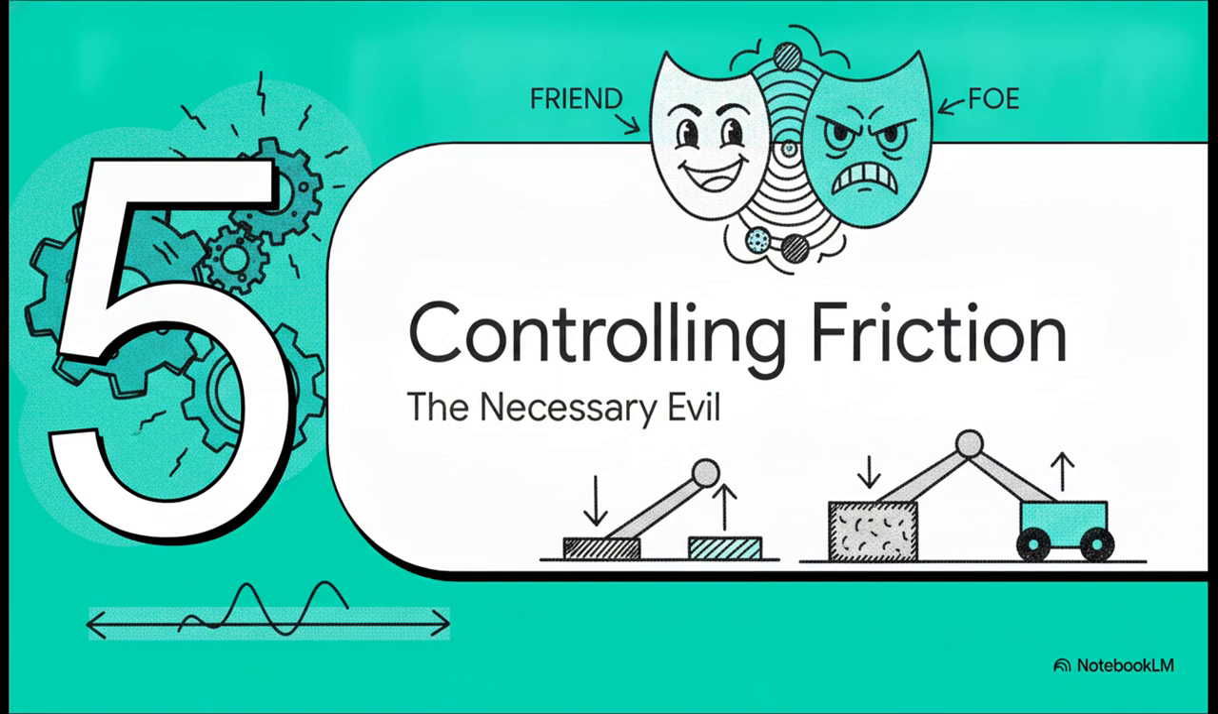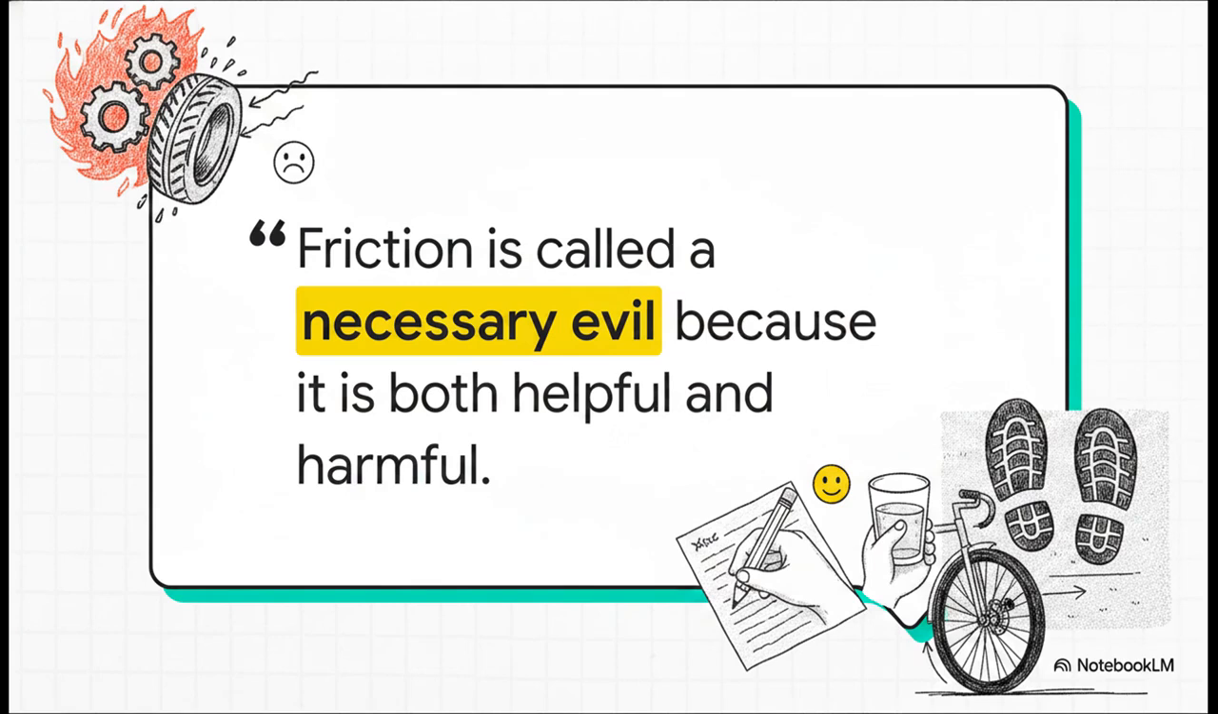Section 5, controlling the friction frenemy. Scientists actually call friction a necessary evil. Kind of a dramatic name, right? But it makes perfect sense. It's evil because it generates heat, wastes precious energy, and literally destroys our machines over time through wear and tear. It's the whole reason the soles of your favorite shoes eventually wear out, and why a car requires so much extra fuel just to push past the resistance of the road.